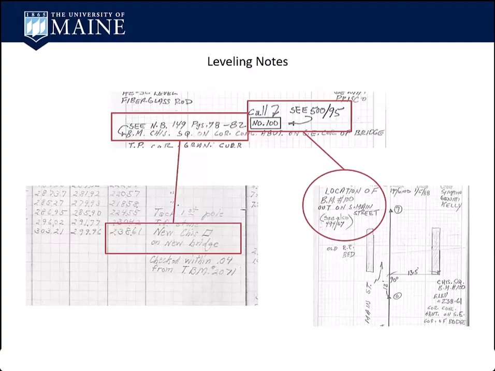TBMs, you're going to find, were established where they needed to be. A lot of water pump stations had TBMs attached to them during that time. But this one says new chisel square on new bridge, checks within 400ths of 2071. So you go look up 2071 and you'll find out, obviously, it's 29. Not obviously, but probably.